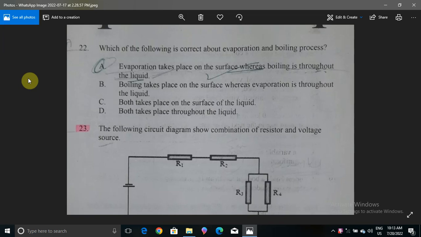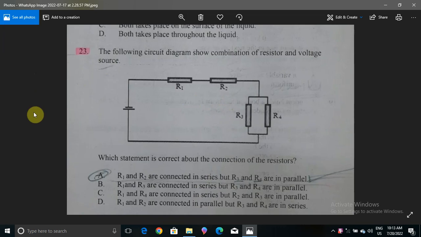Now question number 23, the following circuit diagram shows a combination of resistors and a voltage source. Which statement is correct about the connection of resistors? R1 and R2, that means resistance 1 and resistance 2, are connected in series, but R3 and R4 are in parallel? Yes, this one is correct, because you can see that R1 and R2 are in a series circuit, but R3 and R4 are in a parallel circuit. So that means choice A is the correct answer and the best one for question number 23.